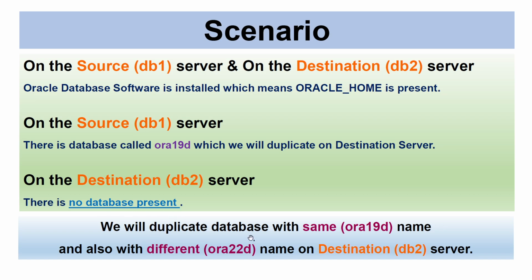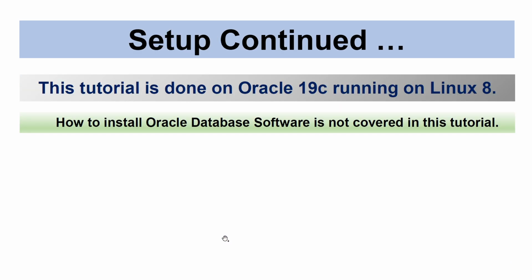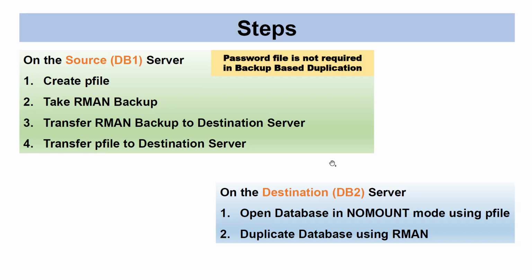We will duplicate this database with the same name, Aura19D, on the destination, and also with a different name, Aura22D. So we will restore, or duplicate, that database twice on the destination server. This tutorial is done on Oracle 19c running on Linux 8. How to install the Oracle database software is not covered in this tutorial.